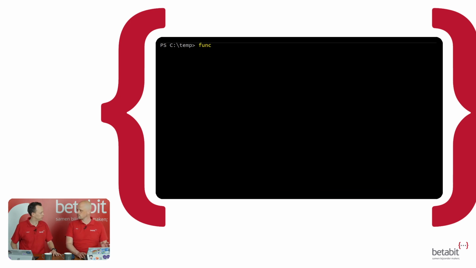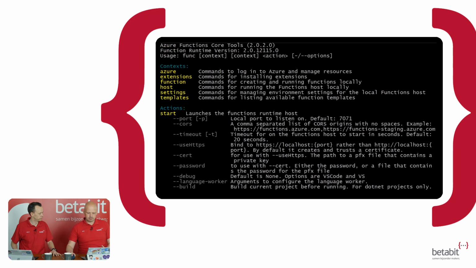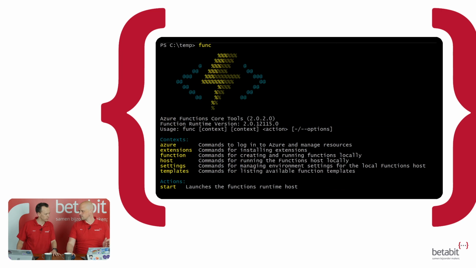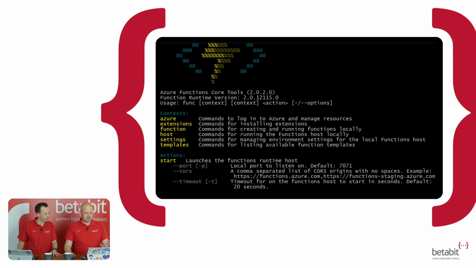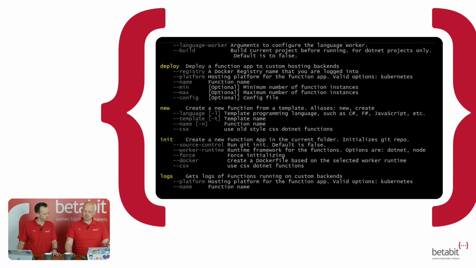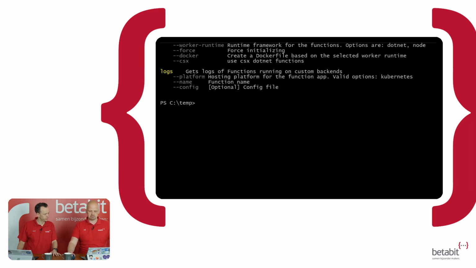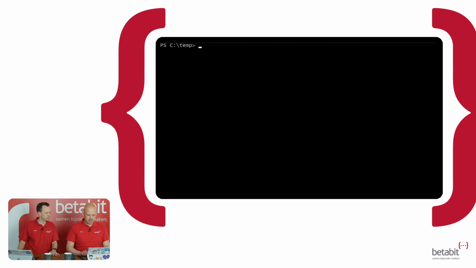which is the core CLI for functions, you see that besides the cool ASCII art that the people from the Functions core tools have created, we can see that there's a lot of stuff that we can do here. We can start functions locally, we can deploy them, we can even create new ones. And of course that's where we want to start because we want to create new functions, right from the CLI.